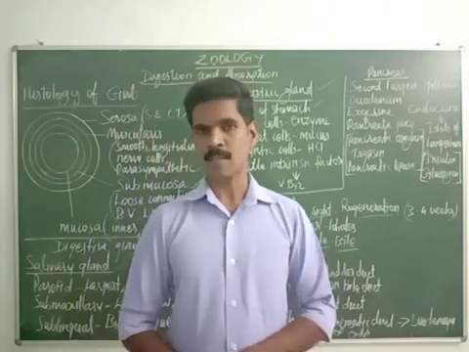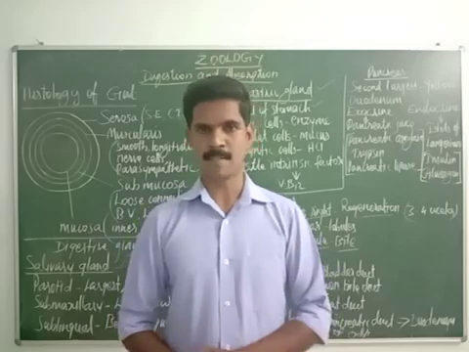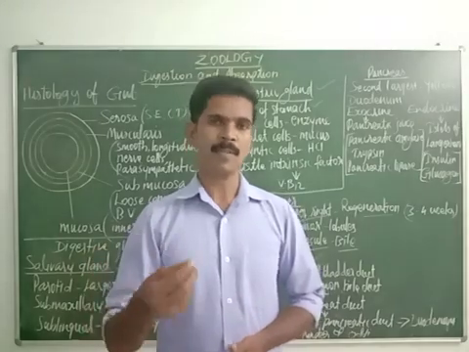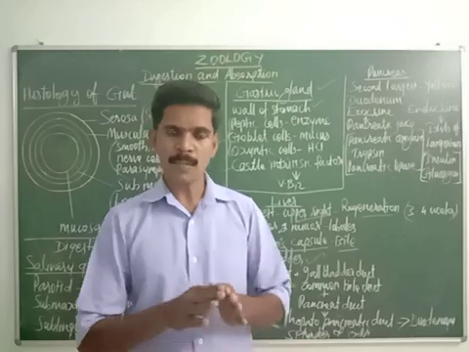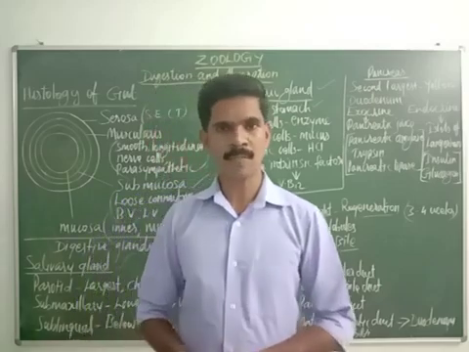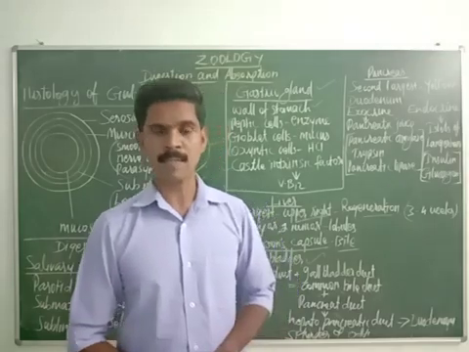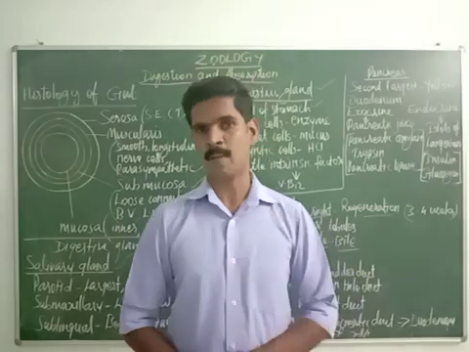And the fourth function: the liver detoxifies toxic substances. Suppose any toxic materials or poisonous substances enter the body, the liver neutralizes or reduces the toxic effect of that substance. And the last function of the liver is producing some essential amino acids and urea.